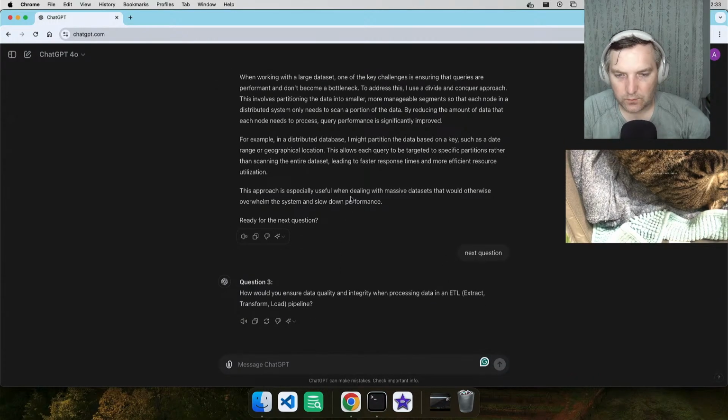How would you ensure data quality and integrity when processing data in ETL pipeline? How would you ensure data quality and integrity when processing data in ETL extract, transform, load pipeline?